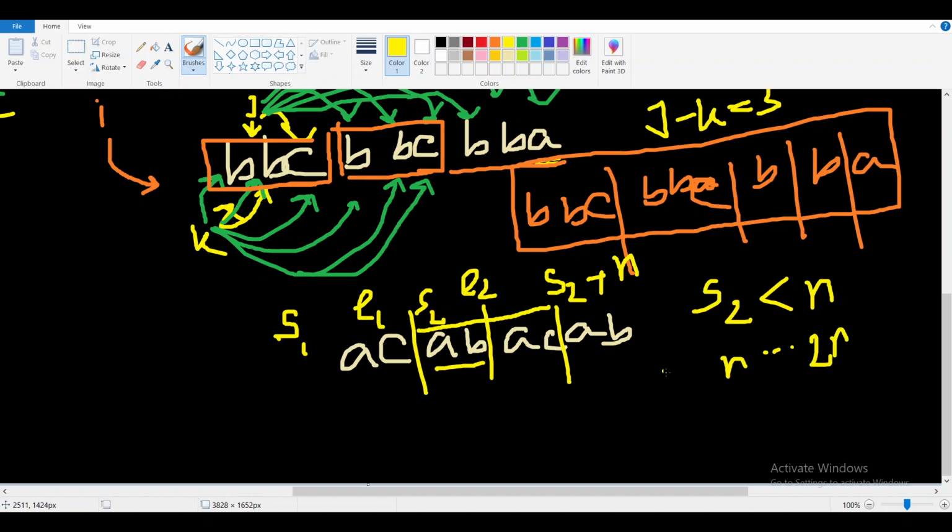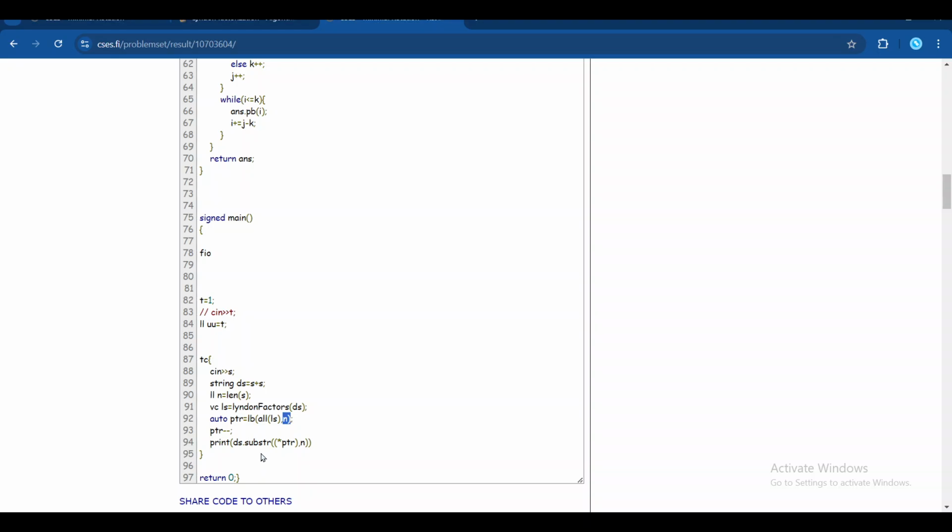So after that, we are decrementing the pointer. The pointer was pointing to something from n to 2n. If we decrement the pointer, it will obviously point to something which is less than n, and which is the highest. So that's why we are decrementing the pointer, and we are taking the n length substring from the given index. I hope you got my explanation.